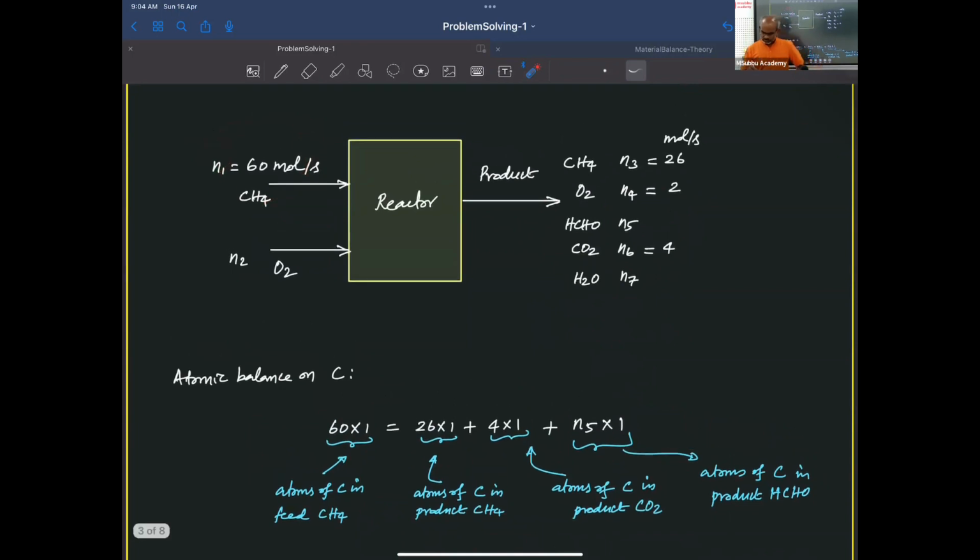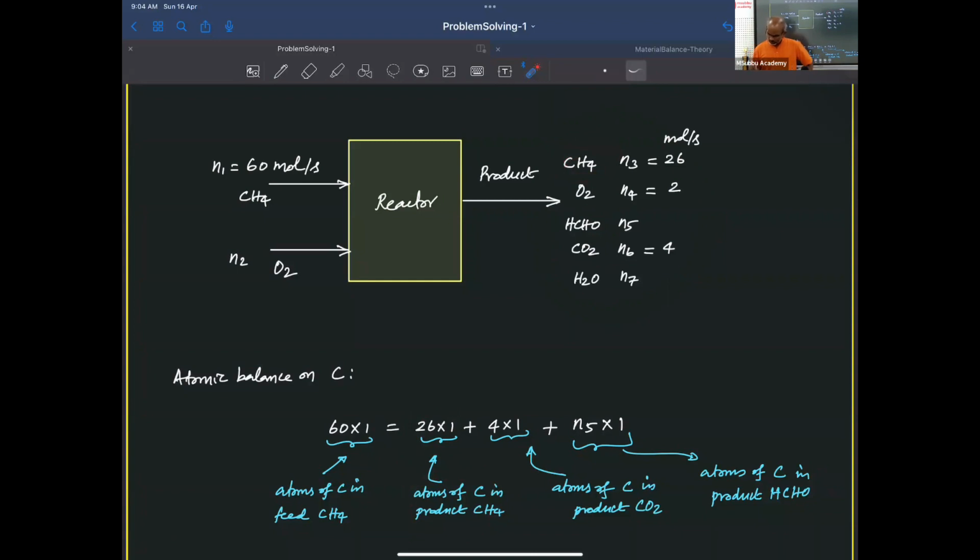And where is C leaving? C is leaving in CH4, in formaldehyde, and in CO2. So 26 moles of CH4 is leaving, and 1 mole has 1 atom of C. So 26 into 1. These are atoms of C in the product CH4.